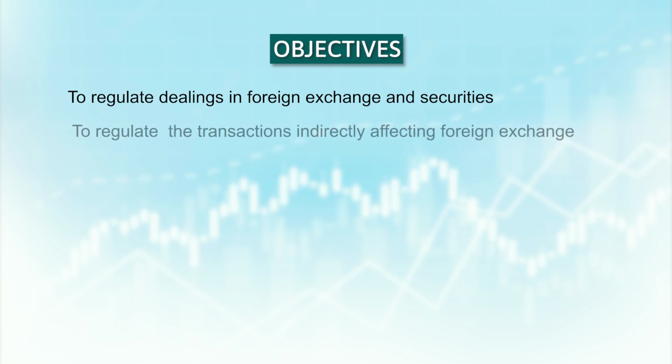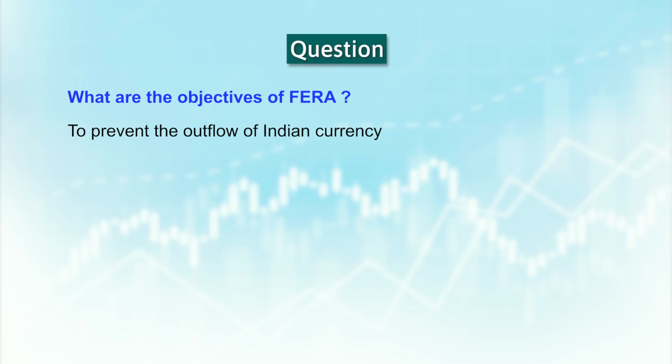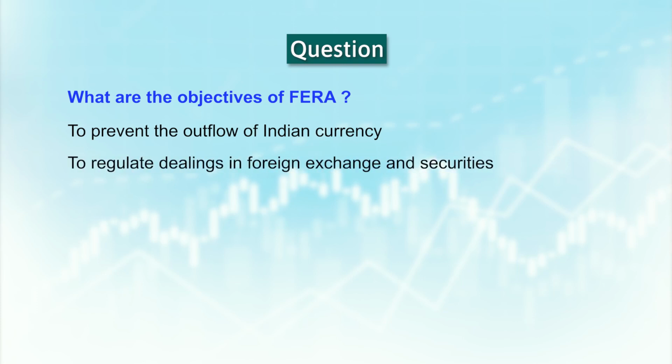Then the regulation of the transactions indirectly affecting the foreign exchange. For example, inflation, which may affect any goods and services, even the asset, even the debt accumulation of the banks, all these things can be related to the foreign exchange, so the monitoring has to be done in a proper manner. So this boils down to the question: what are the objectives of the FAIR? Prevent the outflow of the Indian currency, and regulate the dealings in the foreign exchange and the securities. These are the major two objectives.